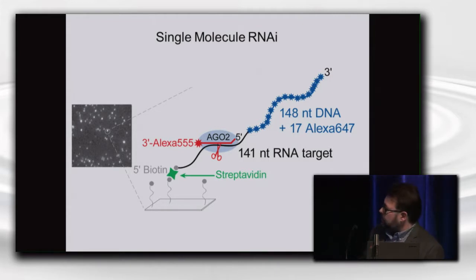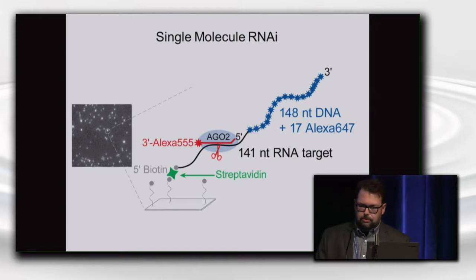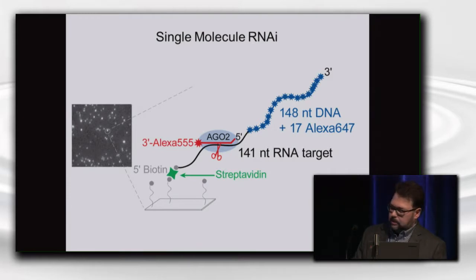So here we have our fluorescent target molecule, and we have fluorescent RISC, but target and RISC are labeled with different color fluorescent dyes so that you can tell them apart. Each of these molecules looks like a diffraction-limited spot of light on your images. And if you have two colors colocalizing at the same time, you know that you have binding of RISC to the target. You can also observe RNAi in this format.